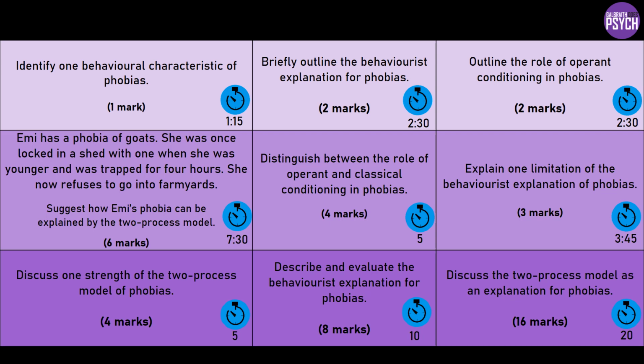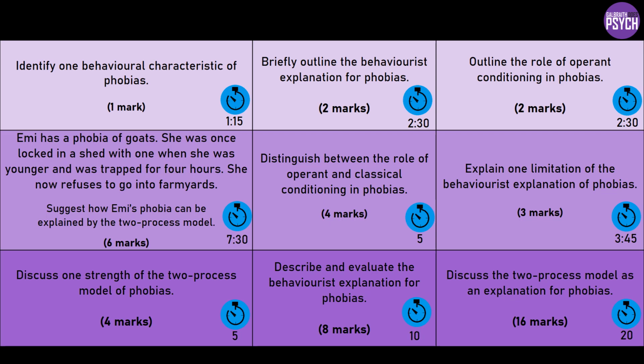Right, the second one, outline. So we're going to show knowledge of the behaviorist explanation. This is a very short overview of the approach. It's only 2 marks, but it's the whole thing. So very briefly, the behaviorist explanation for phobias says that they're learned, for example, through the initiation through classical conditioning and the maintenance through operant conditioning. That'll be fine.